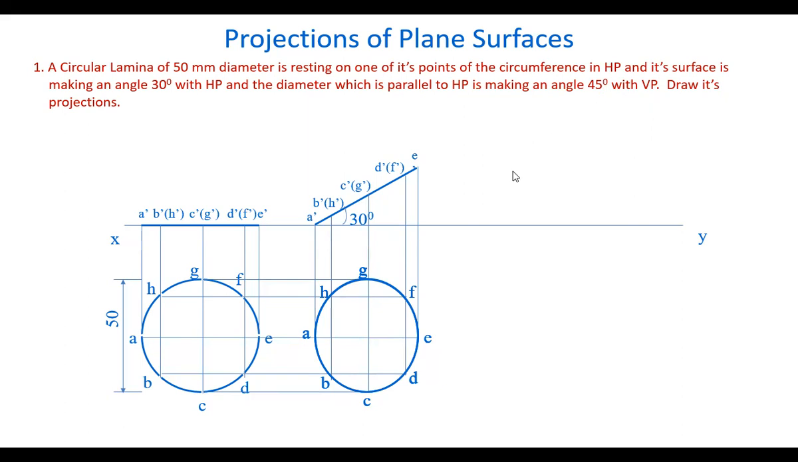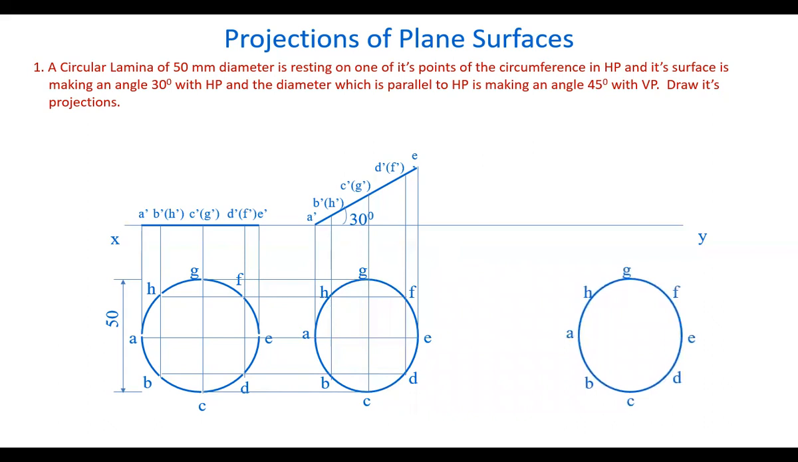Actually, you can even mention this about the diameter GC making an angle like that, right? Or here, without mentioning the names of the points, the problem is given. So this GC diameter is making an angle of 45 degrees with VP. This GC is parallel to HP. So we draw a line here to show that GC at 45 degrees angle, it is rotated like this.